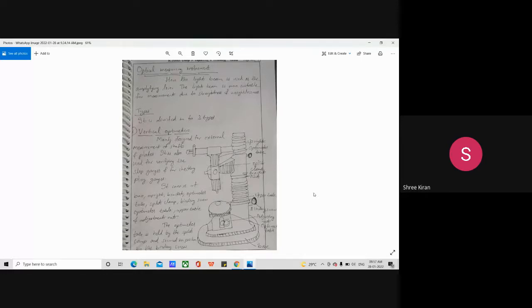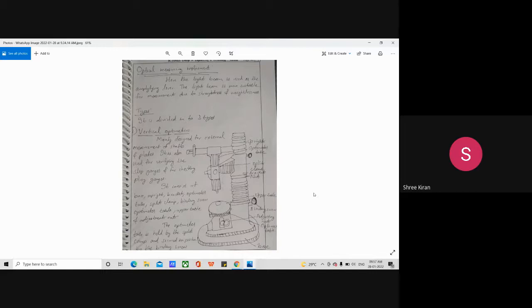In the construction, it mainly has a base. In the lathe I have already told what the base requirements are, so I will not repeat them here. Base, upright, bracket, optimeter tube, split clamp, binding screw, optimeter table, upper table, and adjustment nut. These are the main parts employed in a vertical optimeter.